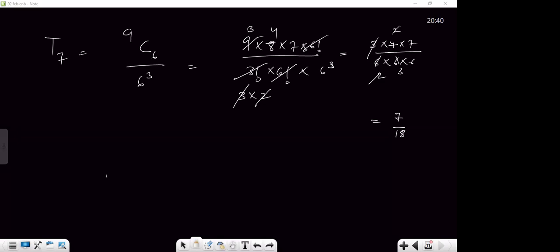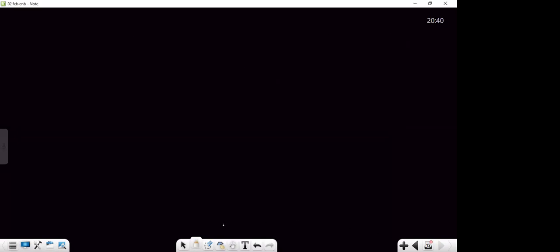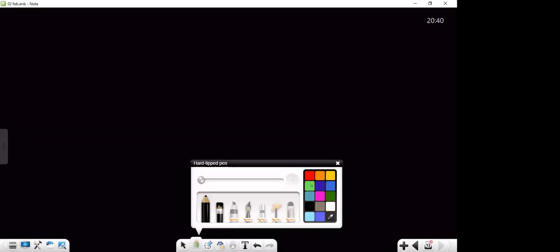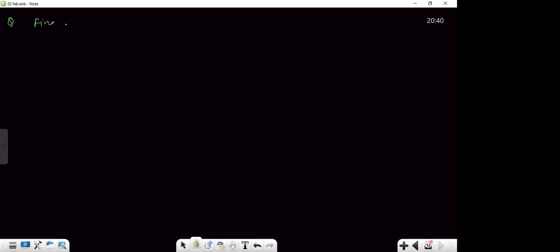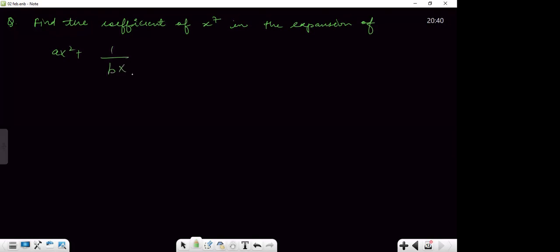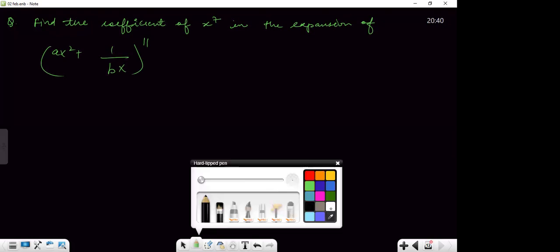Okay. So on similar lines, we have another example to discuss. In this question, we have to find the coefficient of x raised to 7 in the expansion of (ax squared divided by bx) raised to power 11. So this is the binomial expression.